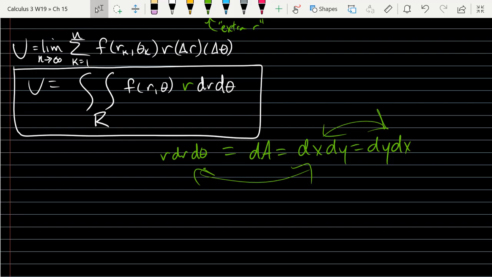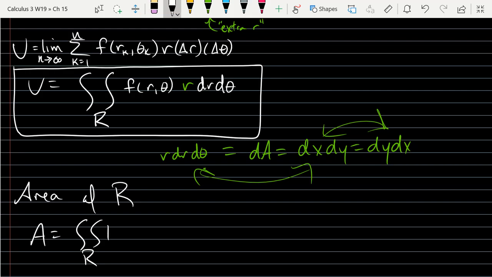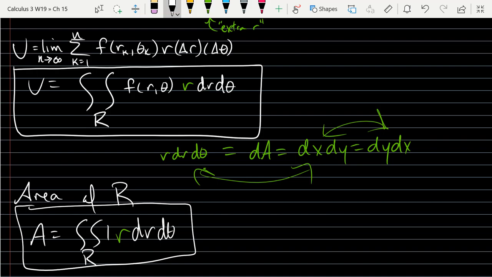You can still compute volume as an area if your height is 1. So that still works. So that's for volume. I'll write out the area. Area of the region R is the double integral over R. Now it's 1. Replace the function f by 1. Now it still has the r dr d theta. So even in the area computation, you still get the extra r in there, because all that changed is f was replaced by the function 1.